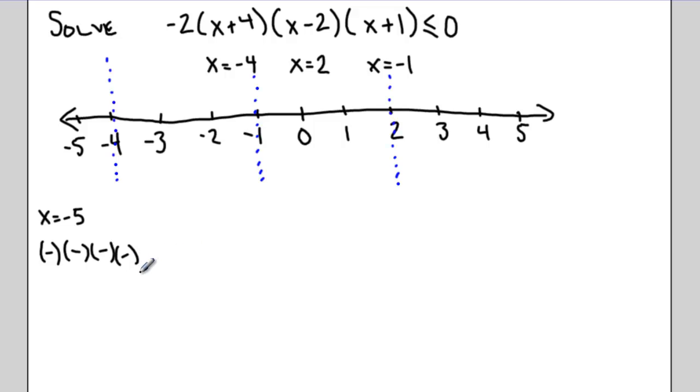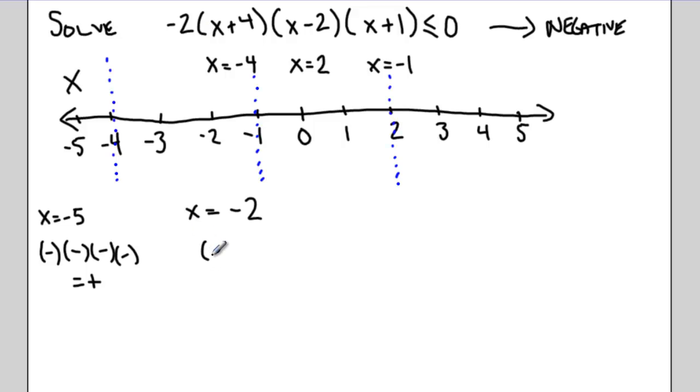So I have 4 negative values all multiplied together. And I get something that's overall positive. And if I'm looking for values that are less than or equal to 0, well, less than means values that are negative. So my first interval fails this test. So then I'll try something in my second interval.